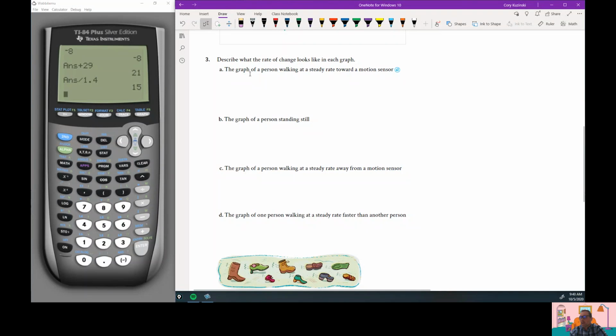All right, number 3, describe what the rate of change looks like in each graph. So the graph of a person walking at a steady rate towards a motion sensor. If they start here, they're going to get closer to the motion sensor. So what's that look like? A straight line, first of all, because they're walking at a steady rate, a straight line that is going down, or getting closer to the x-axis.